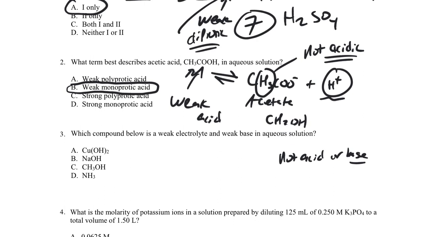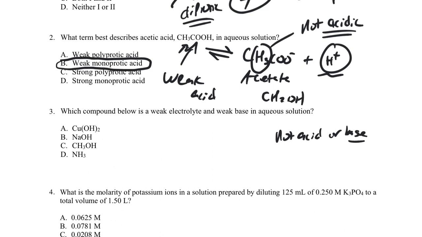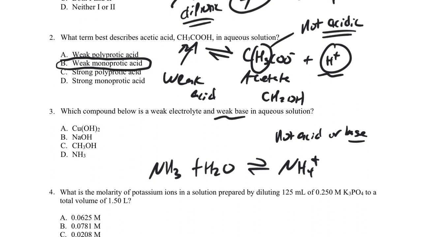Question 3, which compound below is a weak electrolyte and weak base in aqueous solution? The prototype that we have for a weak base is ammonia. It's a molecular compound that dissociates water partially to form ammonium and hydroxide ion. So we get this partial dissociation, and we would call NH3 a weak base because we're making just a little bit of hydroxide ion. So this is our prototype here.